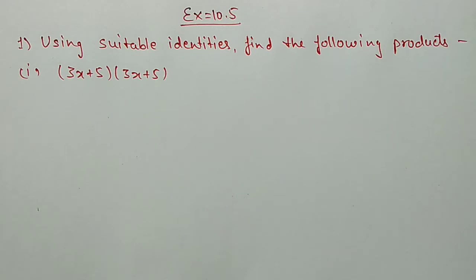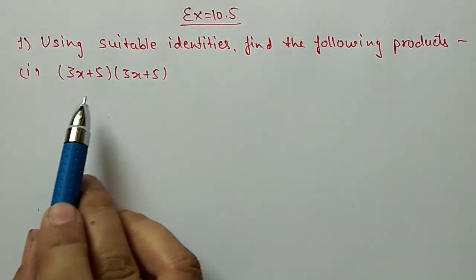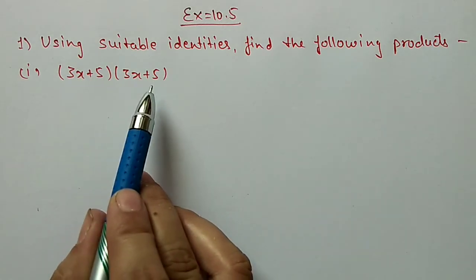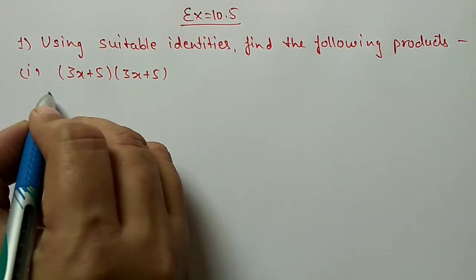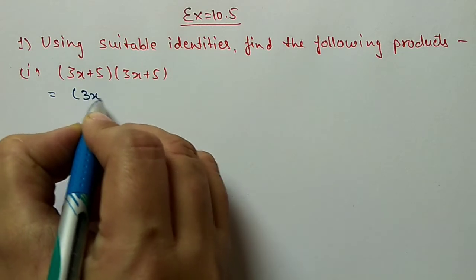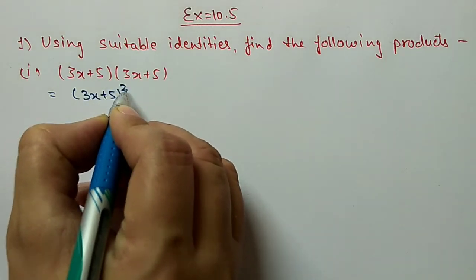Now we will start exercise 10.5. First question we have, using suitable identities find the following product. So first of all you have to see the question very carefully and find out which identity we have to use here. So first we have 3x plus 5 multiplied by 3x plus 5, which we can write as 3x plus 5 whole square. Same thing is repeating two times.